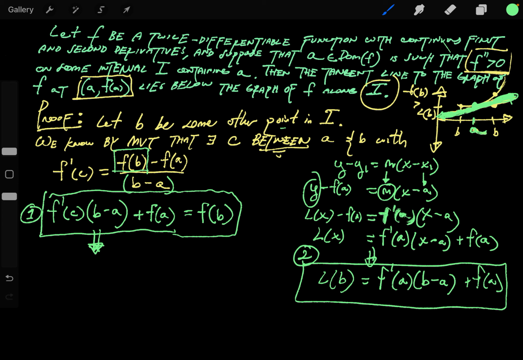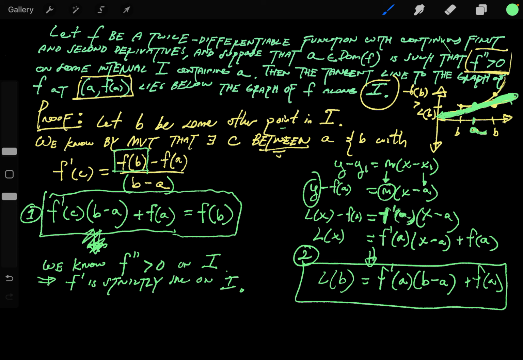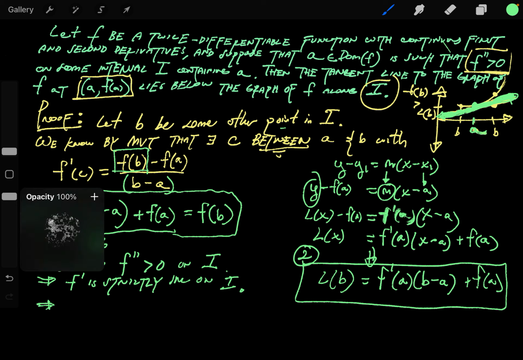If we remember that the second derivative is positive, let's forget about looking at this for a second. We know f double prime is positive on I. This immediately implies from the first derivative test that f prime is strictly increasing on I.